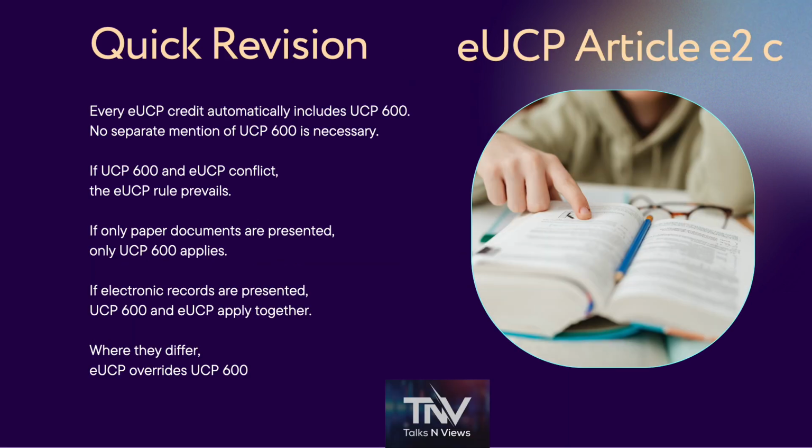Quick revision. Every eUCP credit automatically includes UCP 600. No separate mention of UCP 600 is necessary. If UCP 600 and eUCP conflict, the eUCP rule prevails. If only paper documents are presented, only UCP 600 applies. If electronic records are presented, UCP 600 and eUCP apply together. Where they differ, eUCP overrides UCP 600.